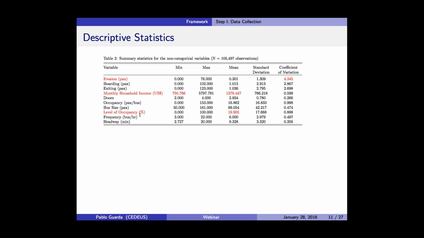when the observation was collected, divided by the bus size. The bus size is defined previously by the manufacturers of buses, and accounts for the number of seats of the bus, but also the passengers that can be at the platform.